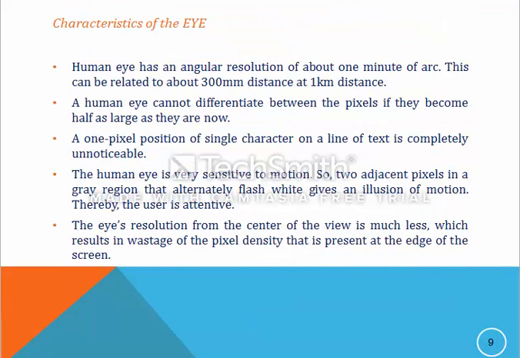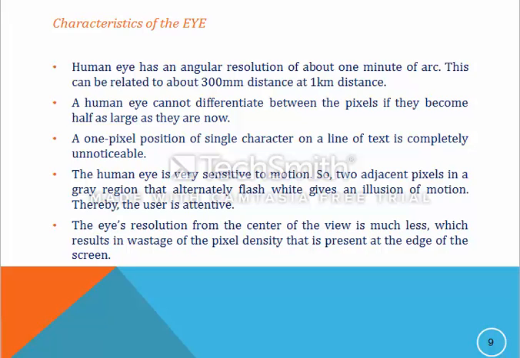And coming to the characteristics of the human eye. The human eye has an angular resolution of about 1 minute of arc. This can be related to about 300 mm distance at 1 km distance. The human eye cannot differentiate between the pixels if they become half as large as the nerve. So, a 1 pixel position of a single character on a line of text is completely unnoticeable.